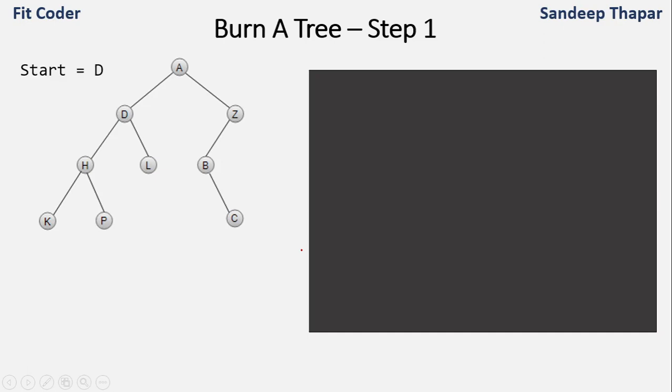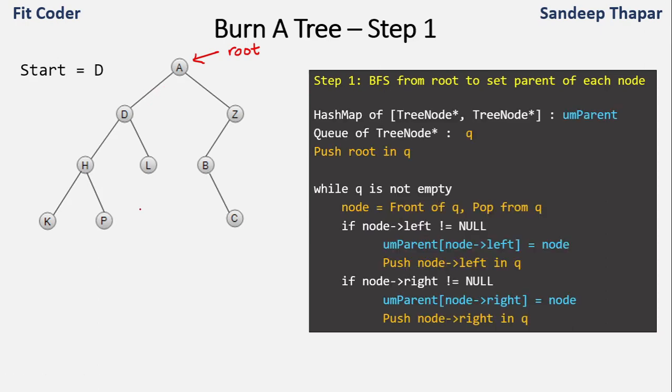So in the first step, we do the BFS from root to set the parent of each node. So this is the root node. We start the BFS traversal from the root node to find out the parent of each node. We need to store parents in a map. So we'll create a hash map in which the key will be the child node and the value will be the parent node. And then we'll do the BFS traversal.